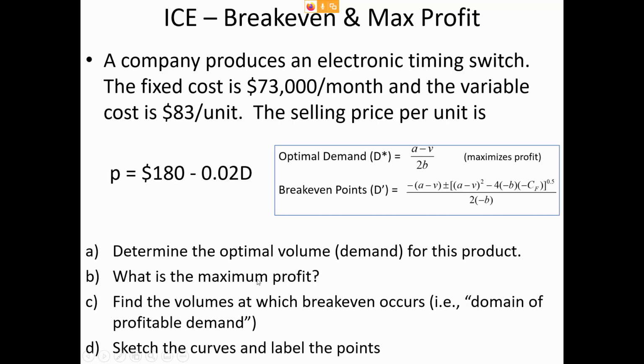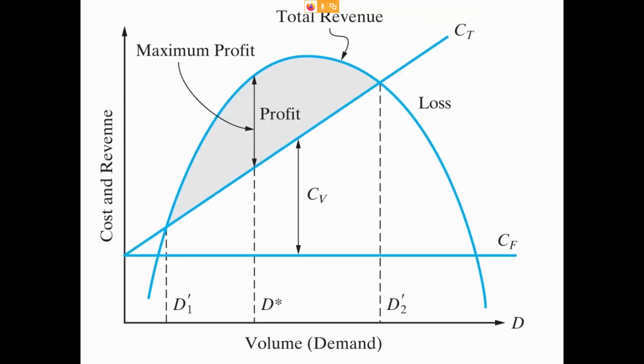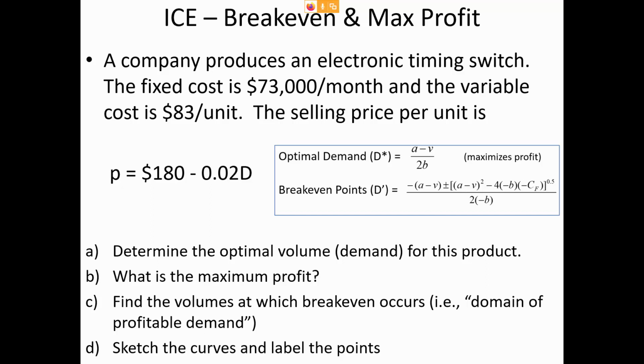And then find out, if you're selling that many units, what will be your profit. So in other words, you need to find out for that amount of demand, what's the purchase price and what are your costs. Profit is revenue minus cost. And then question C is asking what are the break-even points, so you'll need to use this complicated break-even point formula. And then D is just to create a sketch that looks like this, that identifies the profit amount, the optimal demand, and the break-even points.